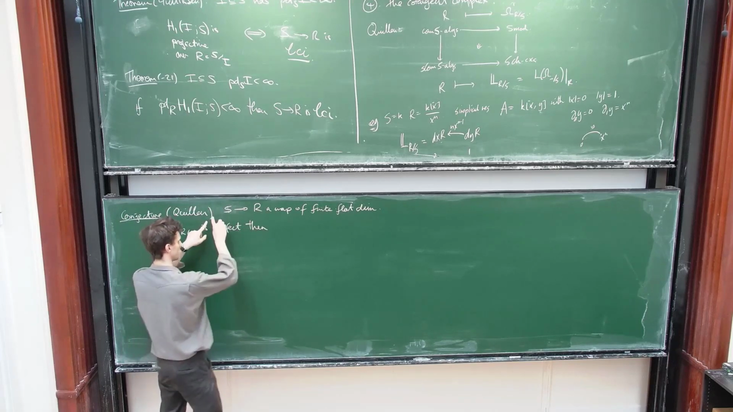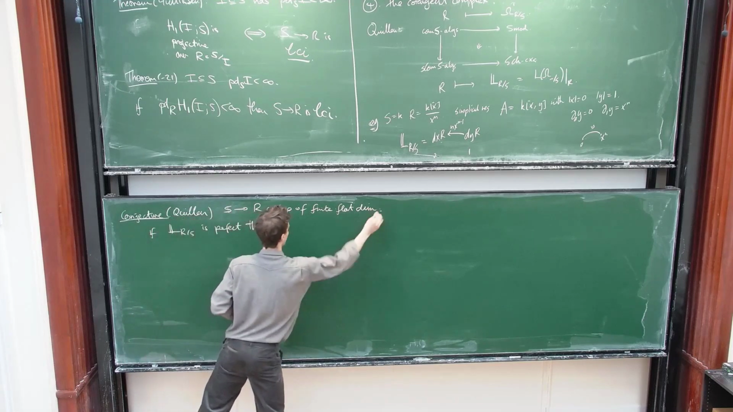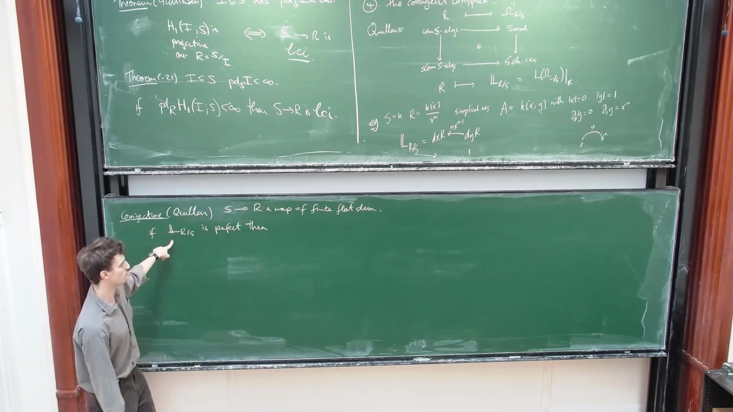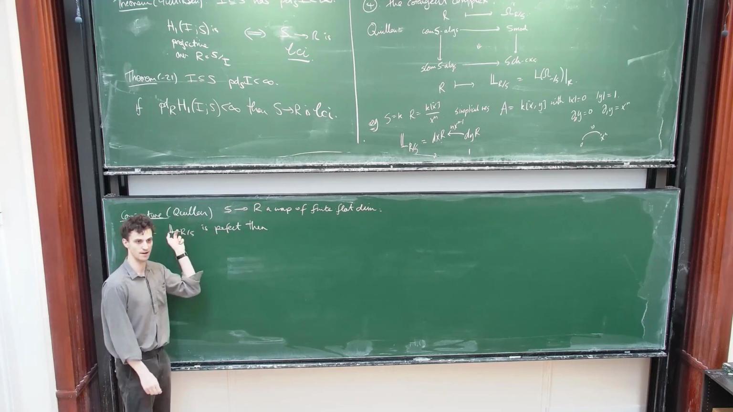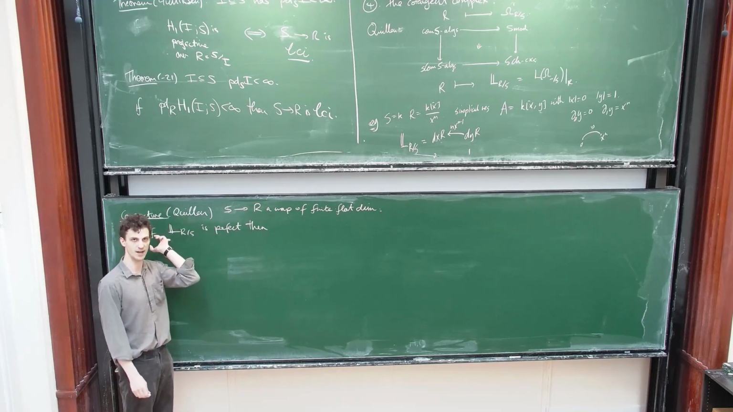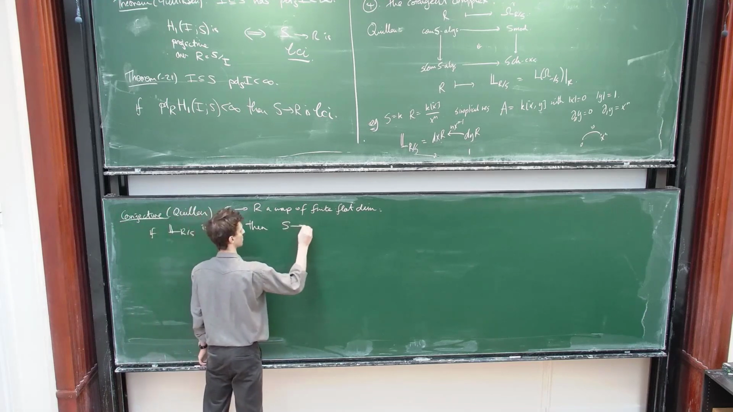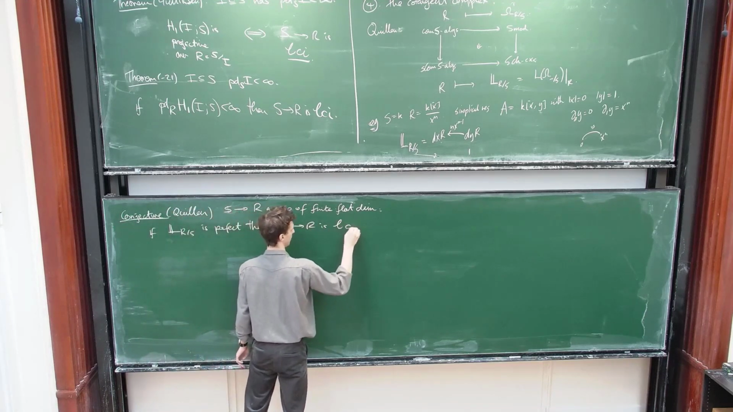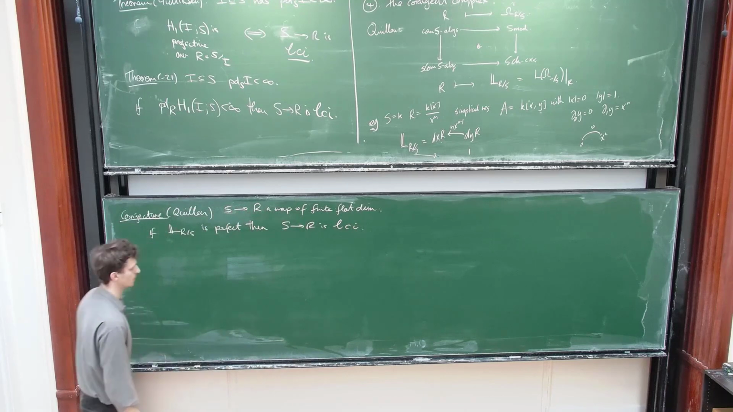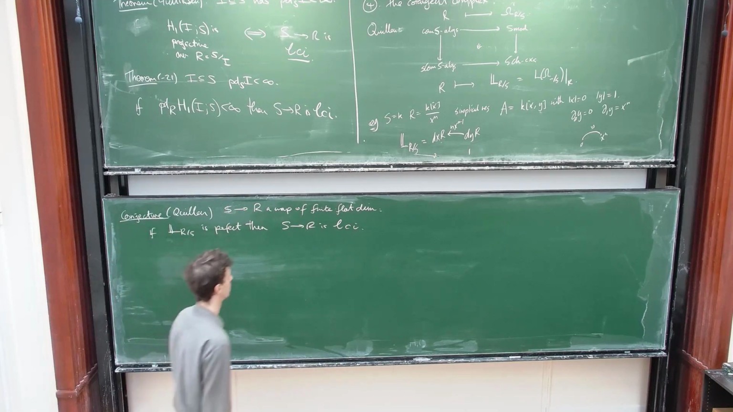In that case, if you have a perfect cotangent complex, which means it is equivalent to a bounded complex of finitely generated projective modules, then S to R is a locally complete intersection map. So this is perfect over S, right?